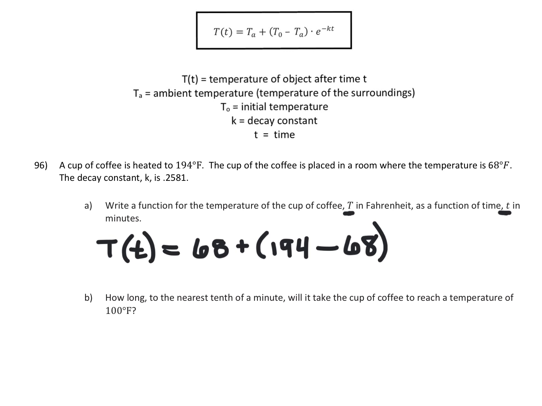Okay, and that's going to be times e to the negative. Now in place of this k, they tell us k is 0.2581. And then I want to leave it in terms of lowercase t for time. Remember, if this is a t, this is a t. This is the temperature in terms of time. So they want us to write a function. That way we could use that function for part B.